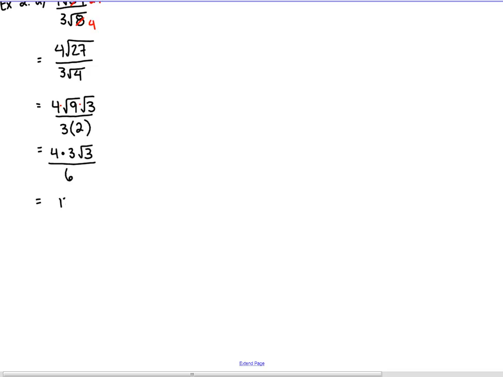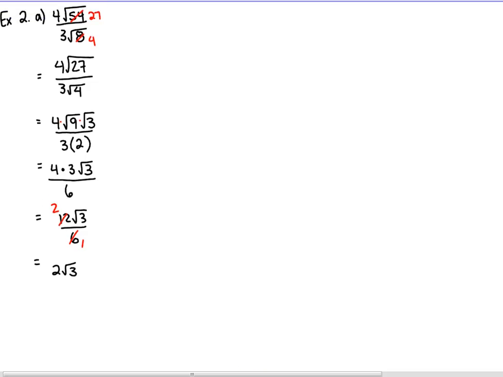Can we reduce one more thing? It just keeps on going. 2 over 1. So you can reduce this to 2 and a 1, or 2 root 3. Do you have to write divided by 1? No. That was a long one.